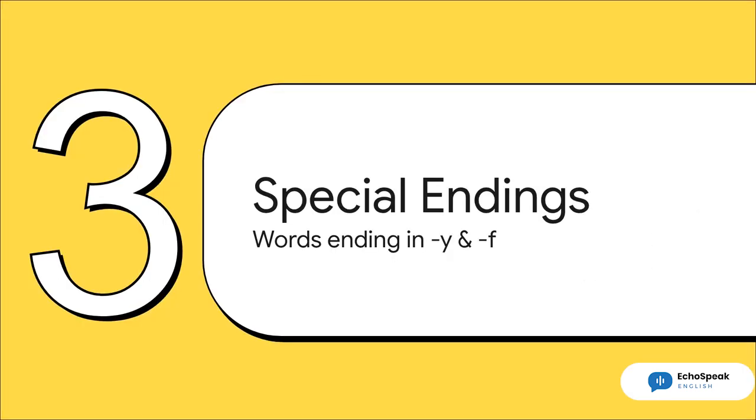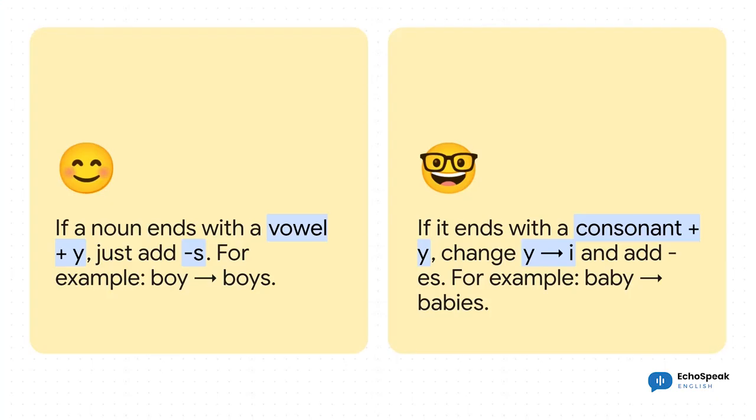So, let's level up a little bit and look at a few special cases. These words change a bit more, but don't worry, they still follow some pretty clear patterns. So with words that end in Y, you have to look at the letter that comes right before the Y. That's the secret clue. If it's a vowel, A, E, I, O, U, you just add S. So boy becomes boys. Easy. But if it's a consonant, any other letter, you change that Y to an I and add ES.